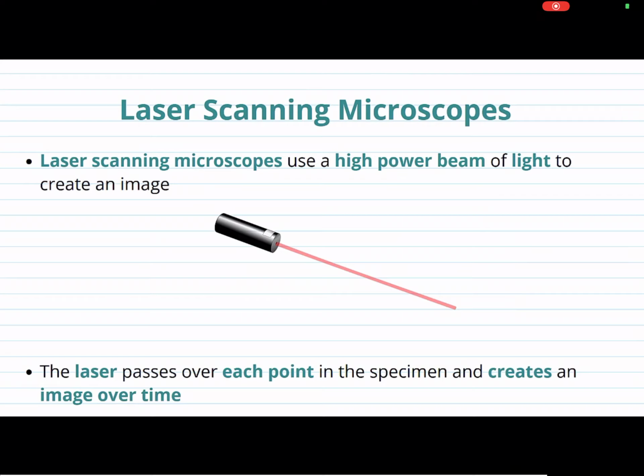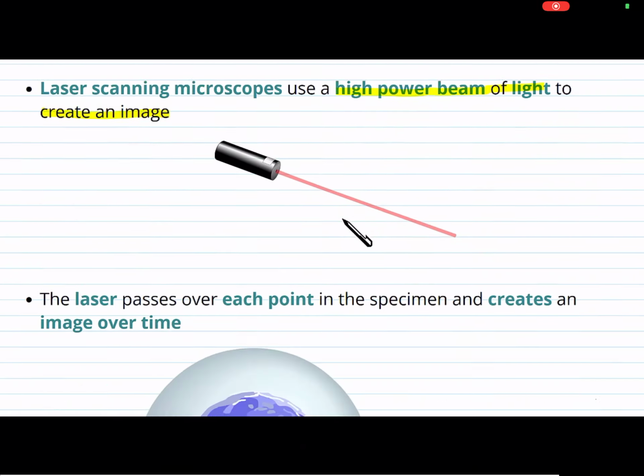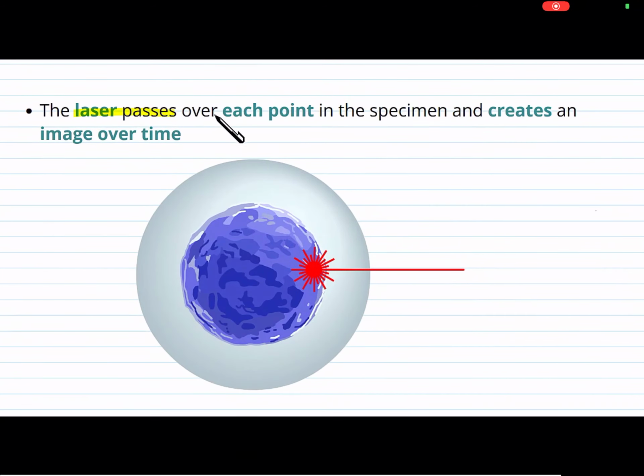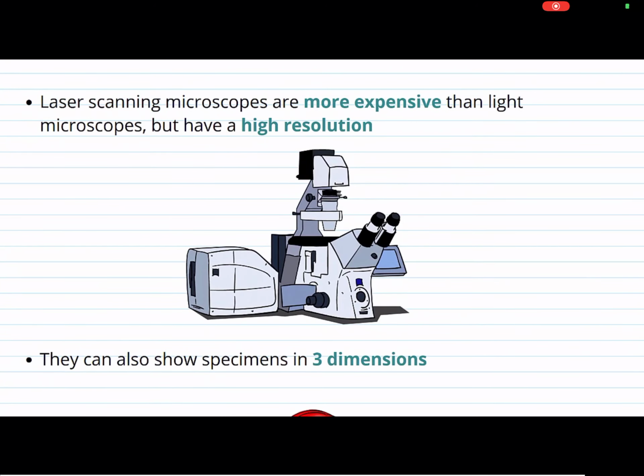Another type of microscope is known as a laser scanning microscope. They use a high power beam or a laser of light to create an image for our eyes. So this is the beam coming out of the machine here. The laser passes over each single point of the specimen, so it takes quite a while, and it creates an image over time. Essentially the laser is pointed at this specific point, and then the next point, and the next point, and overall it does a whole route across the whole cell, and it beams the light on and receives it back again. And over time it forms a nice 3D image.